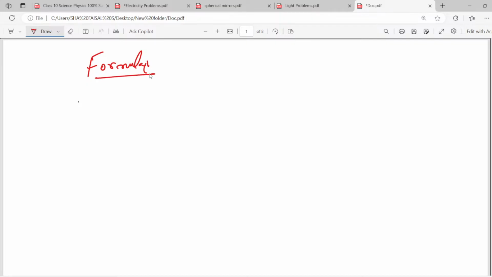So which are the formulas we want to concentrate on? As you all know, without formulas we cannot solve any numerical. If you want to solve any problem, formulas are the most important point. So in the chapter electricity, before we discuss the most important problems, we want to ensure the formulas.